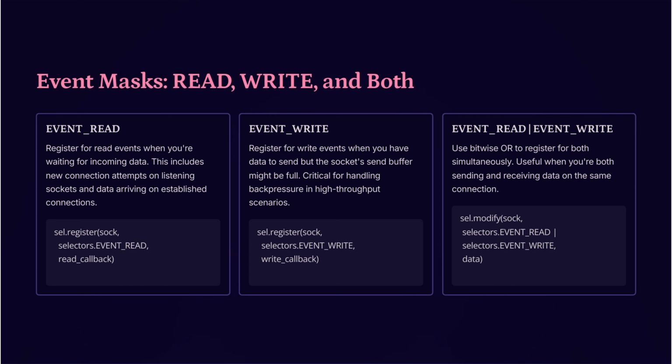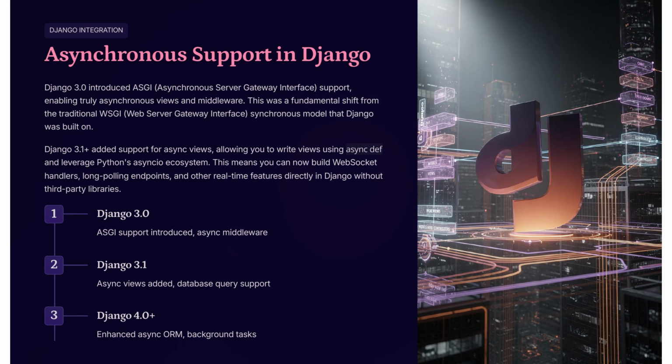Django's shift to ASGI in version 3.0 marked a pivotal change, enabling asynchronous views and middleware. With Django 3.1, async views became possible, allowing integration with Python's Asyncio for real-time features like WebSockets. By Django 4.0, enhancements included an async ORM and support for background tasks, significantly boosting performance and scalability.